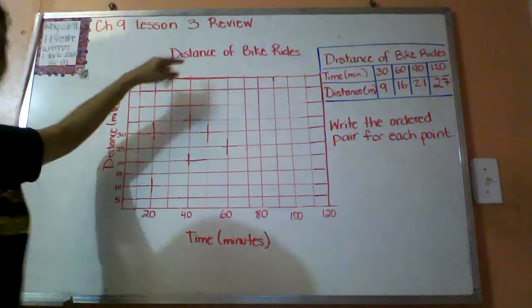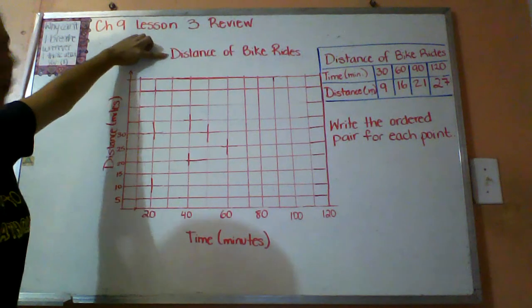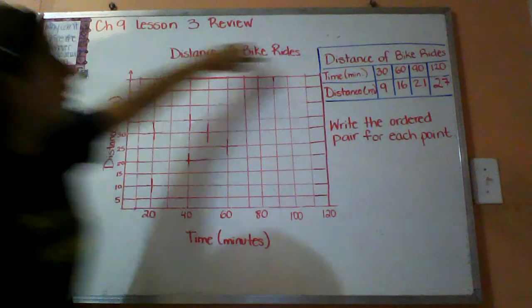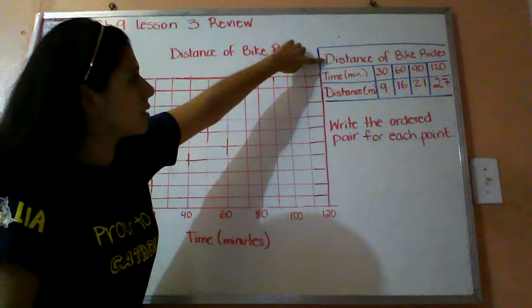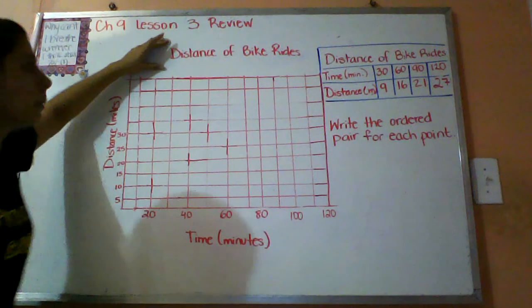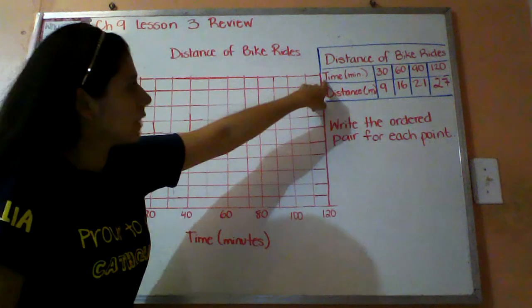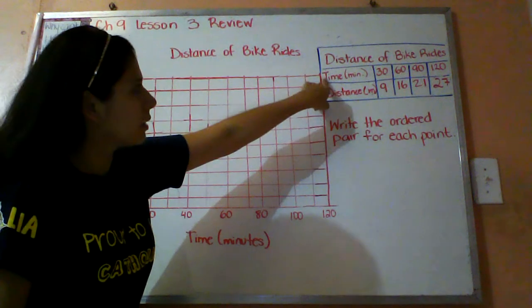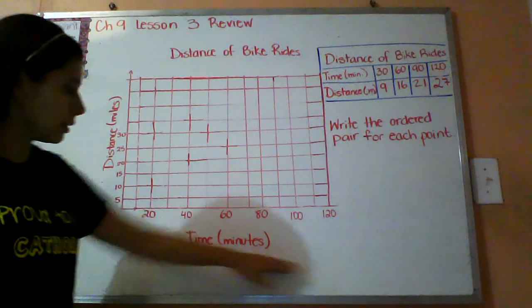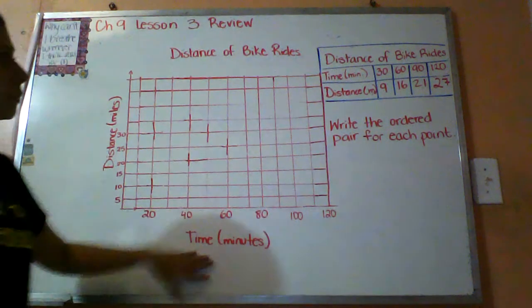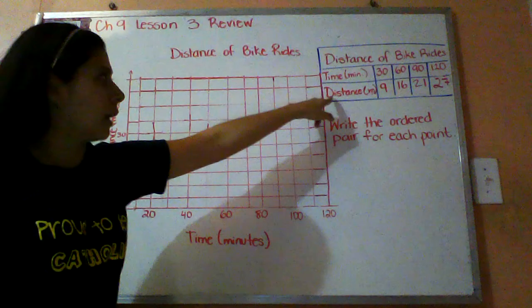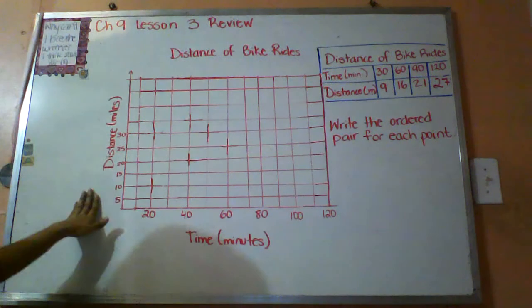So the first thing that you have to do is you have to look for, or sometimes you'll be asked to write, the title. You can see that the title of the chart is distance of bike rides, so that will be the title of my graph as well. Then I have the x-axis, which is the time in minutes. Then my x-axis, remember, is on the horizontal line, so that's why I've written it here. And last is the distance, which is my vertical line, or the y-axis, which is why I've written it here.